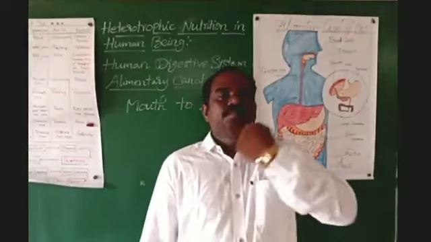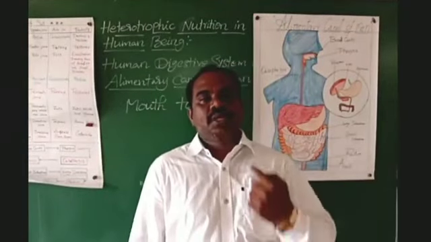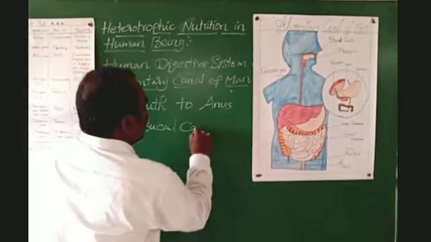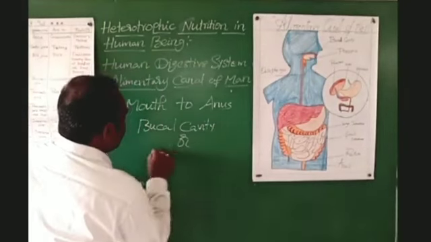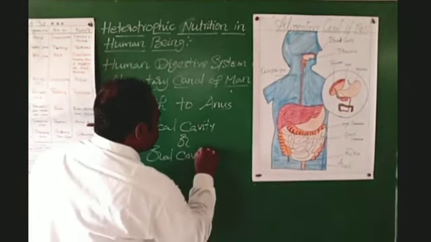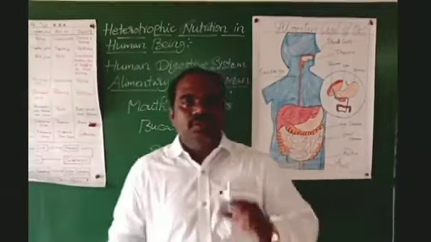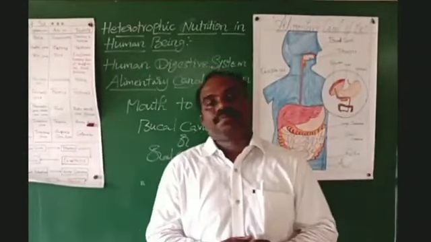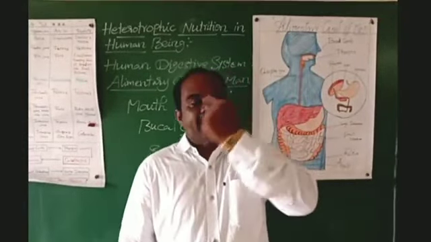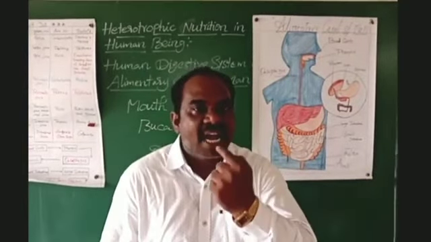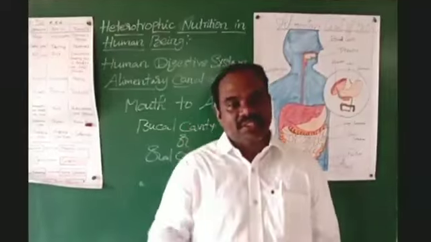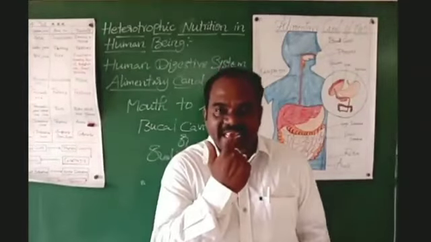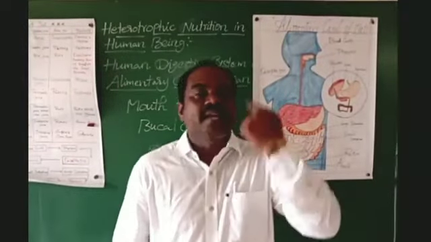In our mouth cavity, or buccal cavity, or oral cavity, the mouth cavity contains teeth, tongue, and salivary glands. Write down: mouth cavity contains teeth, tongue, and salivary glands.